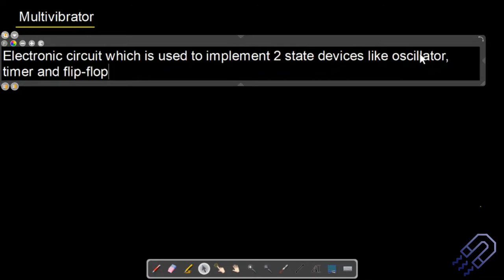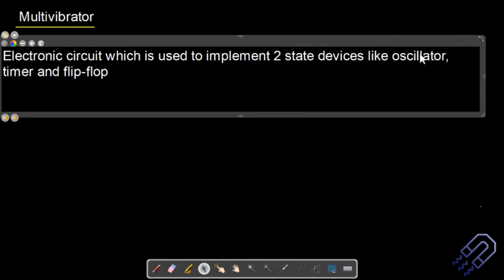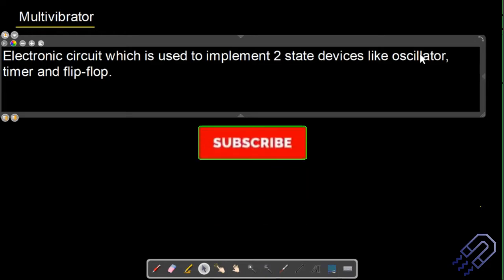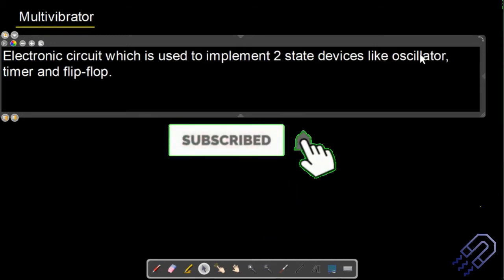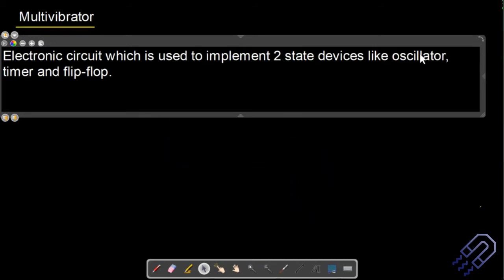So what exactly do I mean by two states? When you go to digital electronics, either you have a high or a low, or basically a one or a zero, and that is basically nothing but the two states that we are talking about. Now, in order to make a circuit where you can have on or off, high or low, we can use different electronic components, and they might be an oscillator, a timer or a flip-flop.